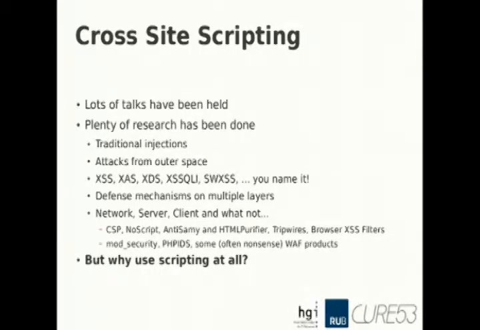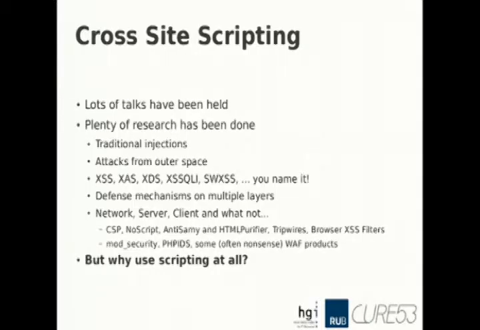And we also have a lot of defense mechanisms that are residing on multiple layers, starting with the network layer, the server layer, the client layer. We have CSP, which is still growing. We have NoScript for those of you who use Firefox. We have AntiSamy for the Java people, HTML Purifier for the PHP people, XSS tripwires, browser-based XSS filters. We have mod_security, PHPIDS, some other WAF products, IDS, IPS.